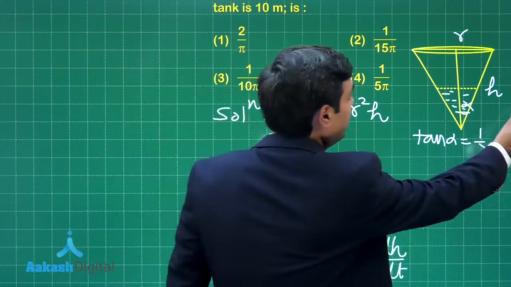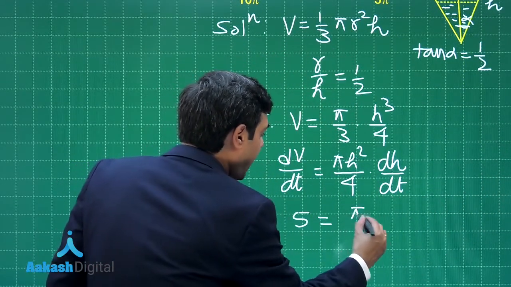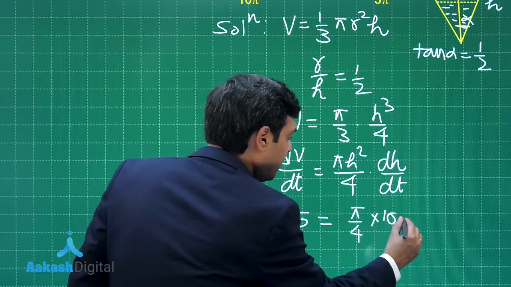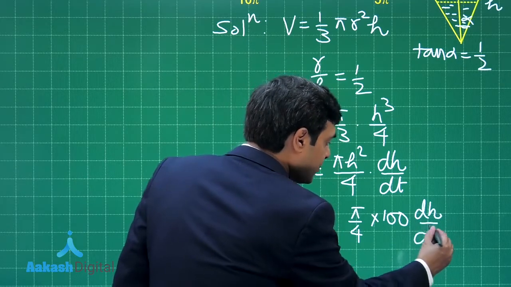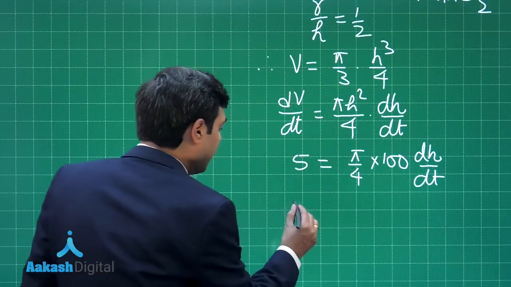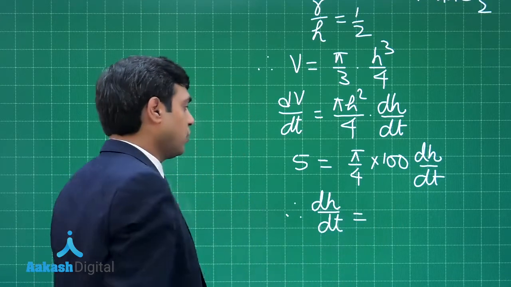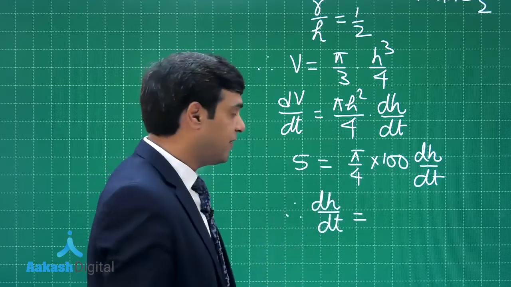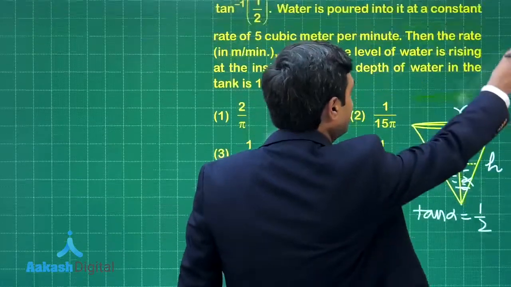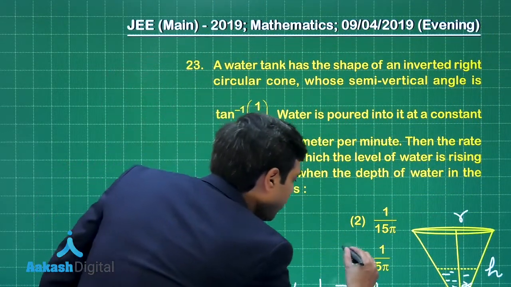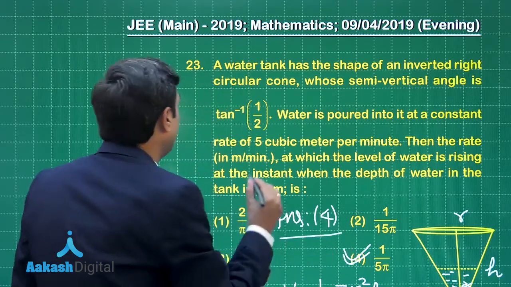dV by dt is given to me as 5. So let's write here 5 is equal to pi by 4 into 100, because we are looking when height is 10, into dH by dt. So the question was asking for dH by dt. Therefore, dH by dt is equal to, so you can see this 20 will cancel 5 times, so it is 1 upon 5 pi. So this is the required rate of change of height with time, 1 upon 5 pi. So the correct answer is option number 4. I'm sure this is clear.